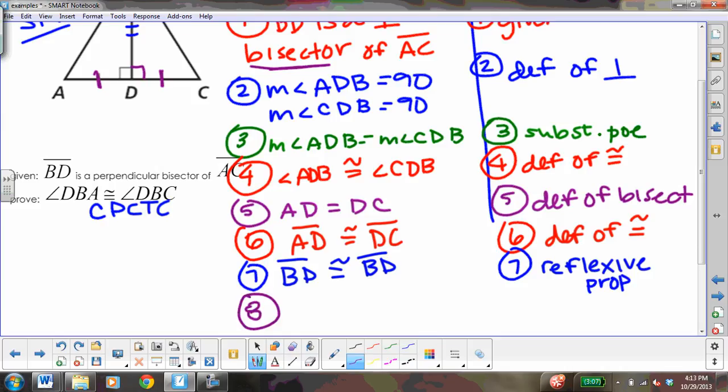The next step will be to say that the triangles are now congruent because I have two pairs of congruent sides and my congruent angles. So I will say triangle ADB is congruent to triangle CDB because of side angle side.